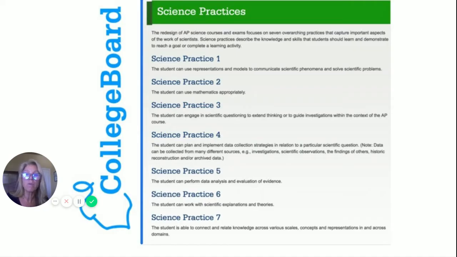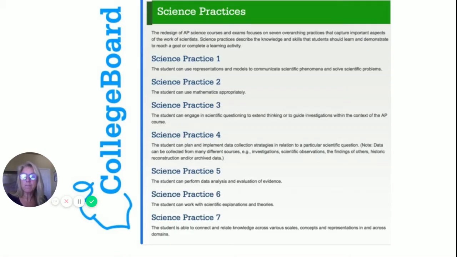Science practice number 4: a student can plan and implement data collection strategies. We will spend time with that even though we are in remote learning, and I will help guide you through the steps of a scientific process. We always start with a driving question, and we might do some research to find out a little bit more about that topic, and we will propose a hypothesis and possibly a prediction, an if-then-because, and then we will gather data and analyze that data and come up with some conclusions and maybe look at some errors. So that's part of science practice 4.